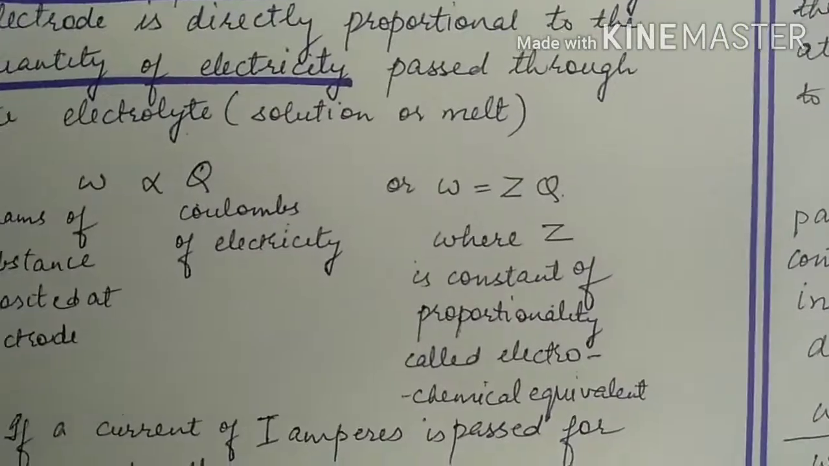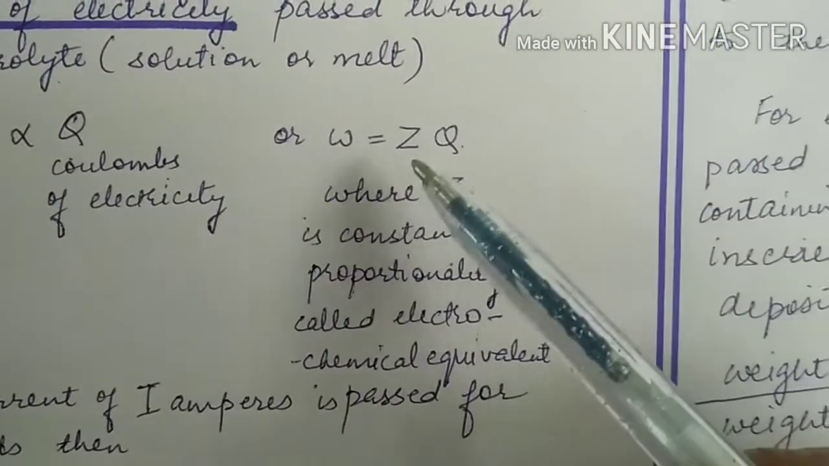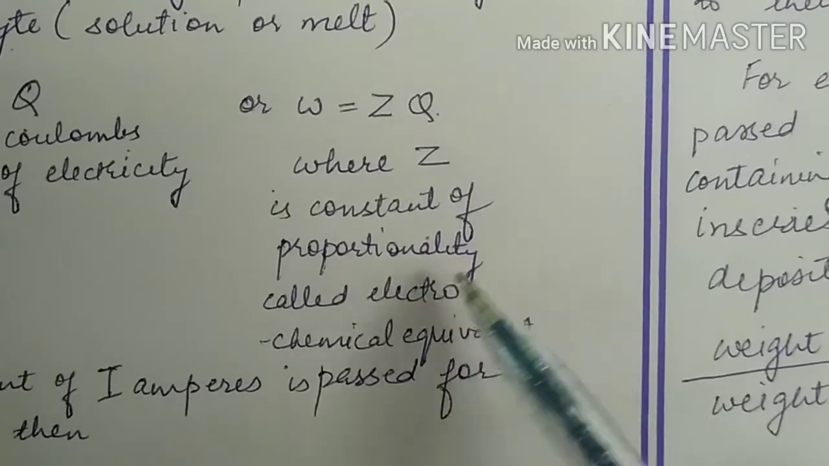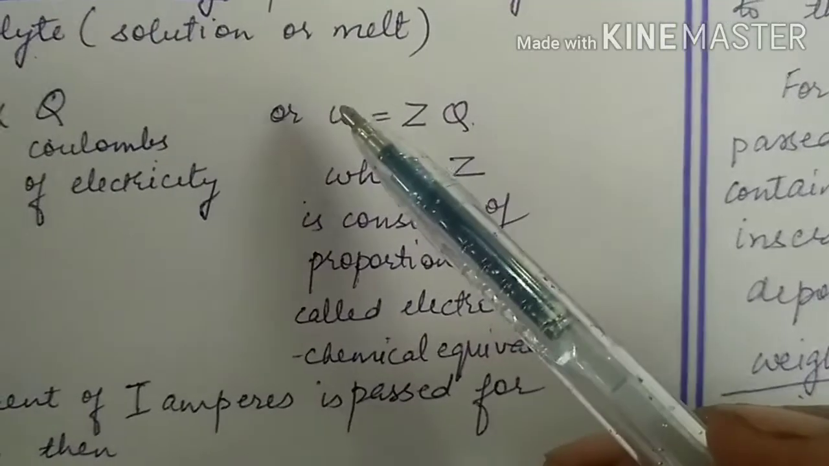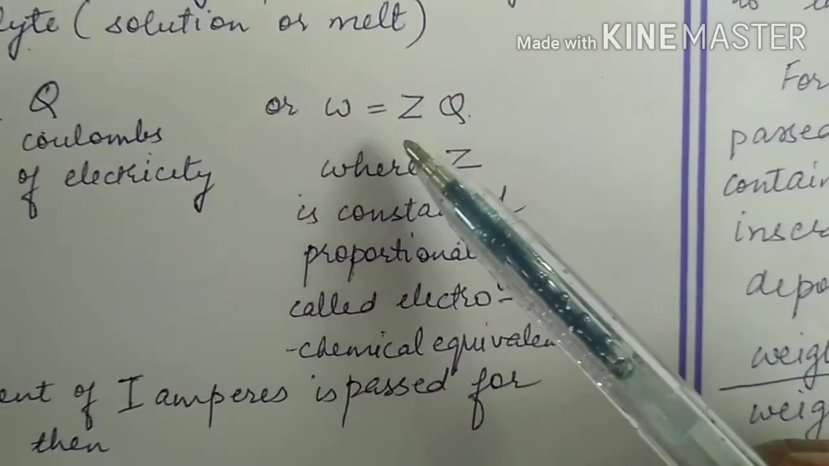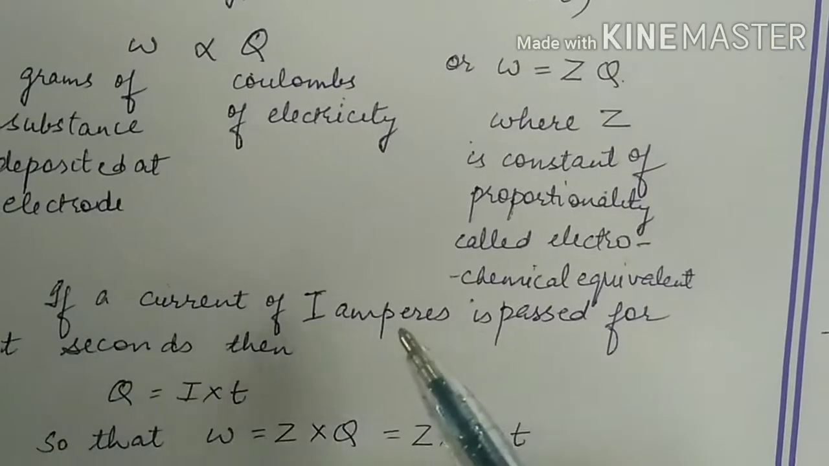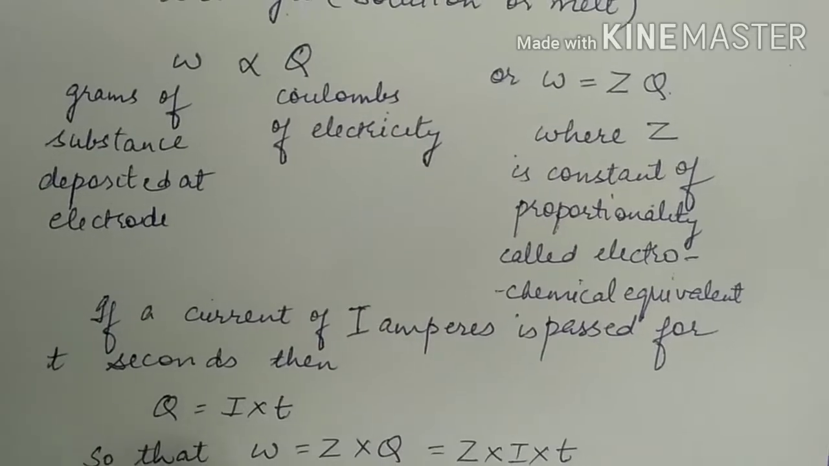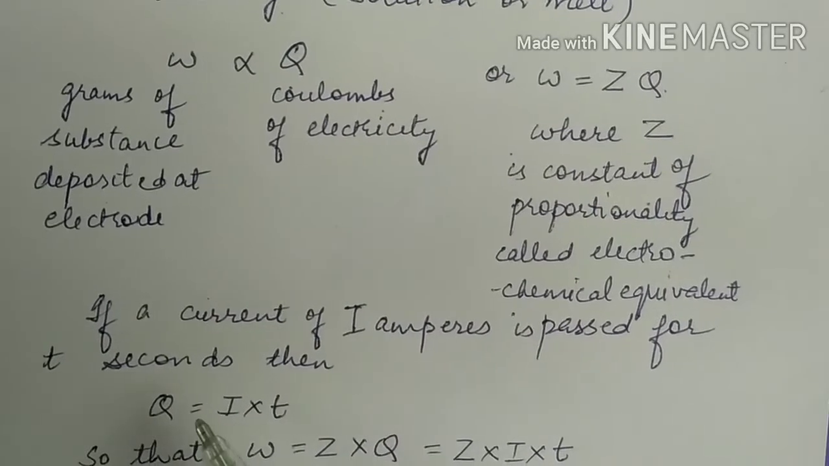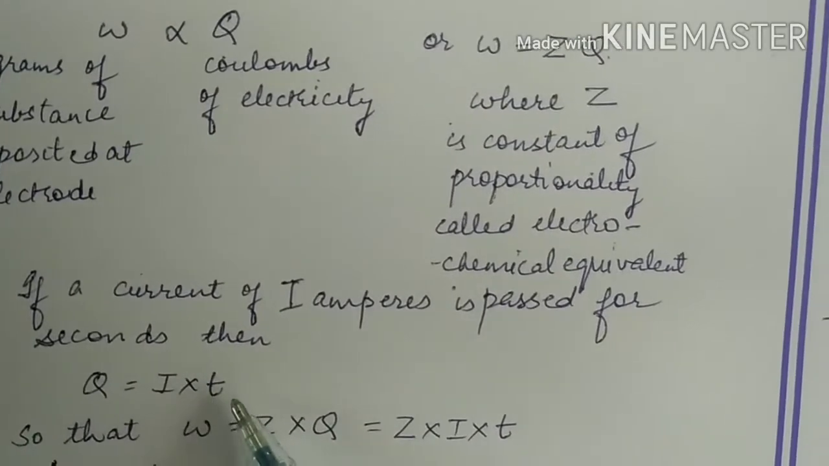W, just to remove the sign of proportionality, we put a constant Z. Z is the constant of proportionality called electrochemical equivalent. So the relation becomes W is equal to Z into Q. If a current of I amperes is passed for T seconds, then quantity of electricity or charge will be Q is equal to I into T. I is the current in amperes, T is the time.